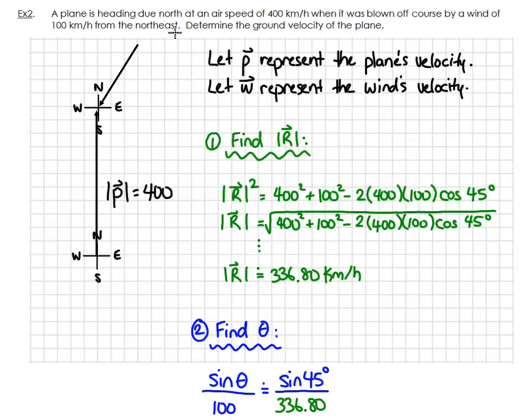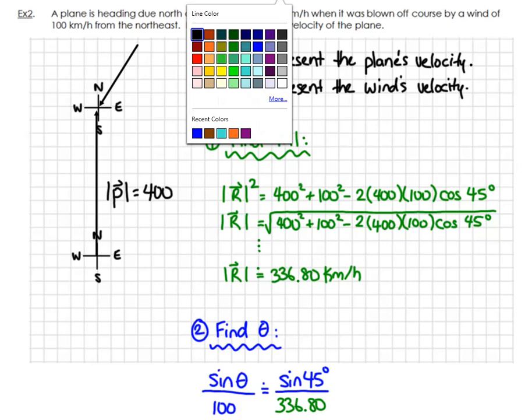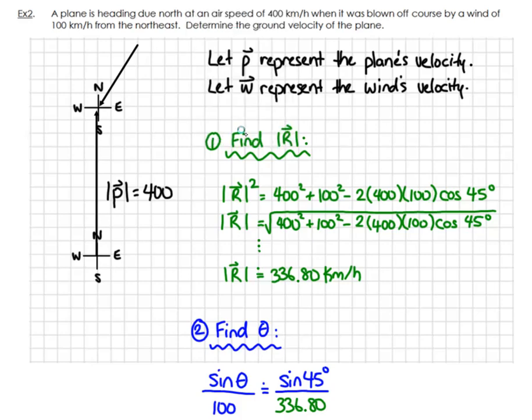Since they said northeast and they didn't mention degrees, that means that this vector is completely in between, equally in between the north and the east. That means that I can already tell you that that is 45 degrees, because north to east is 90 degrees, so split it in half. All right, so what we're looking for is the ground velocity. Ground velocity is going to be the magnitude and the direction.